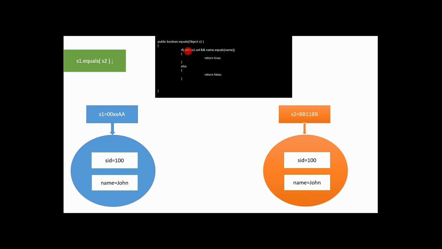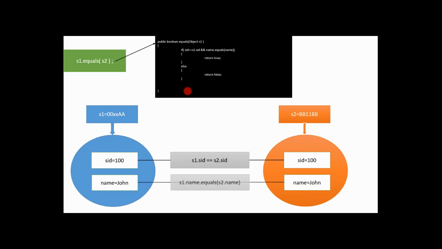Over here, what we are doing is checking if S1.SID is equal to S2.SID. That is, we are checking if the SID of one object is equal to the SID of another object. And then you check whether the name of S1 is equal to the name of S2. If both these conditions evaluate to true, then we return the boolean value true, saying that these two objects are equal. Otherwise, we return the boolean value false. Clear on this?